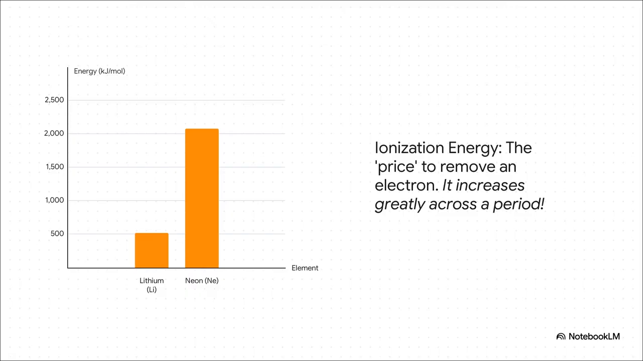Let's just look at period 2. Over on the far left, you've got lithium. It's pretty cheap, only 520 kilojoules to pop off an electron. But then look all the way over on the right at neon. Whoa, it takes over 2,000. That's because neon's outer shell is perfectly full. It's stable, it's happy, and it does not want you messing with its electrons.